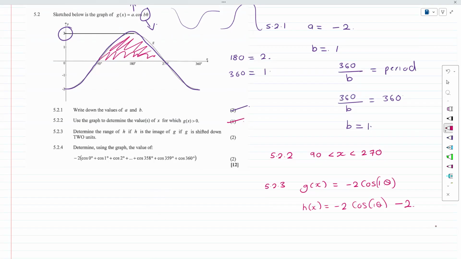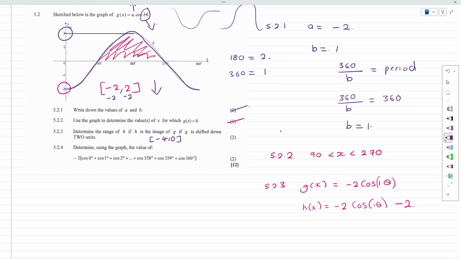Now, how do I get the range? The range of this graph, remember guys, they did not ask for this. I'm just giving it here. The range of this graph would be minus 2 to 2. The reason is the graph starts at the lowest part, minus 2, and ends at the highest part of 2. So all we have to do to get this is minus 2 from both sides, because we're shifting the graph down. So the new range would be minus 4 and 0.